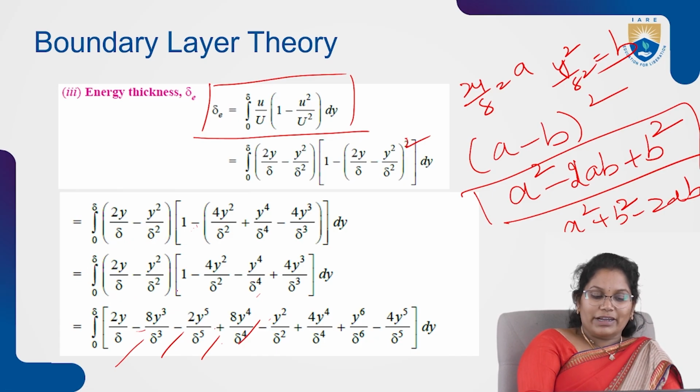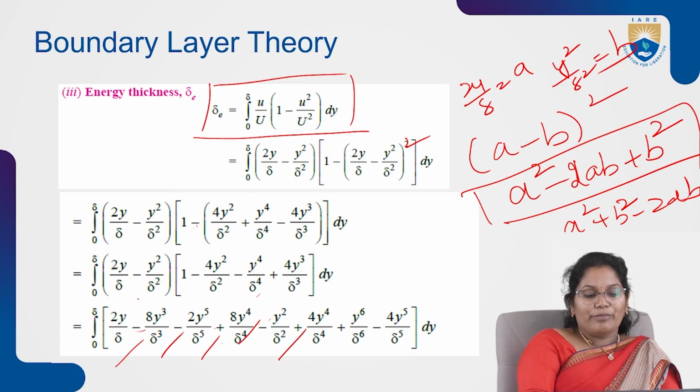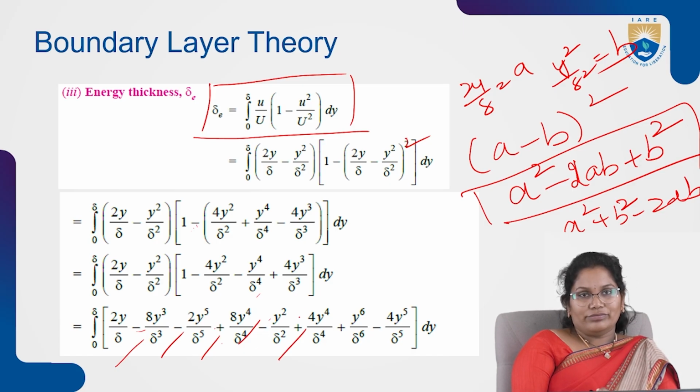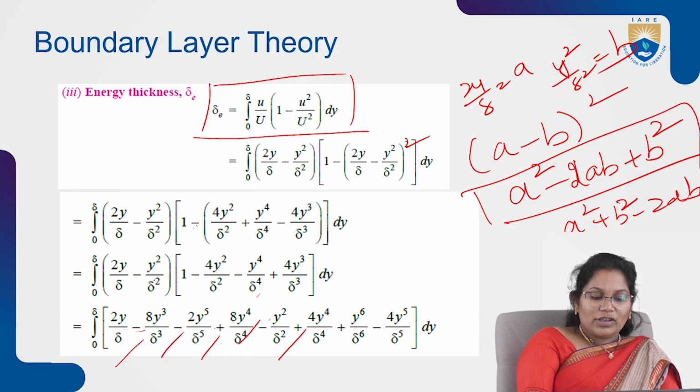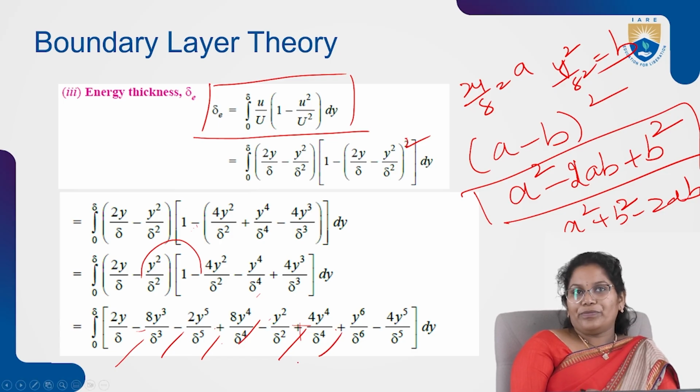So y square by delta square into 1 is minus into plus, minus y square by delta square. Right? Now again second, minus into minus. Here minus into minus is plus 4 y to the power of 4 by delta to the power of 4.